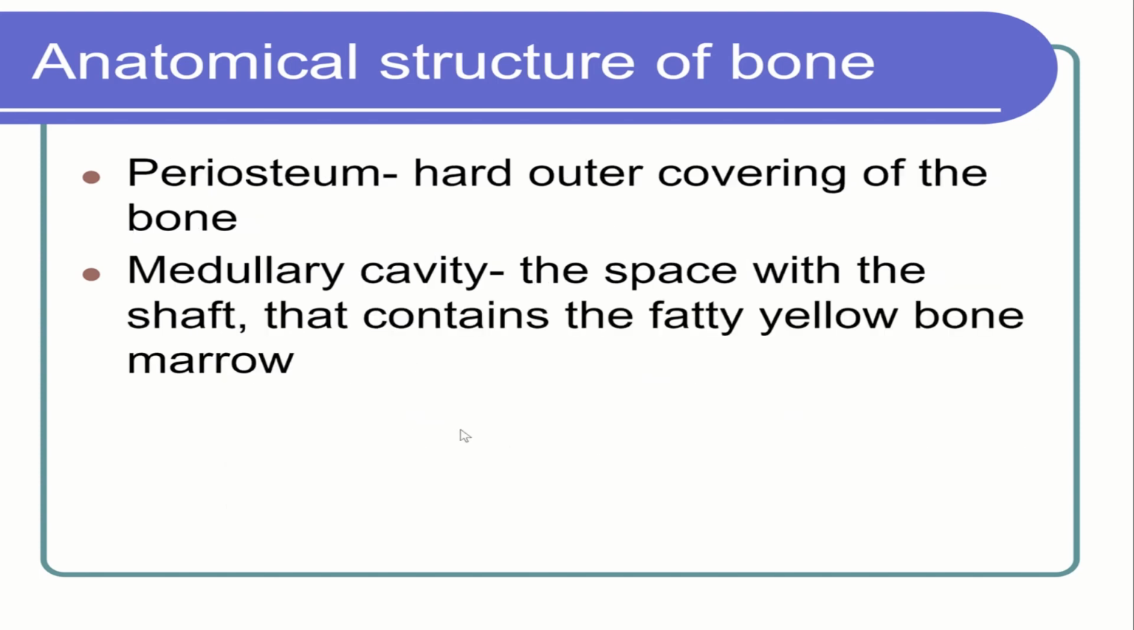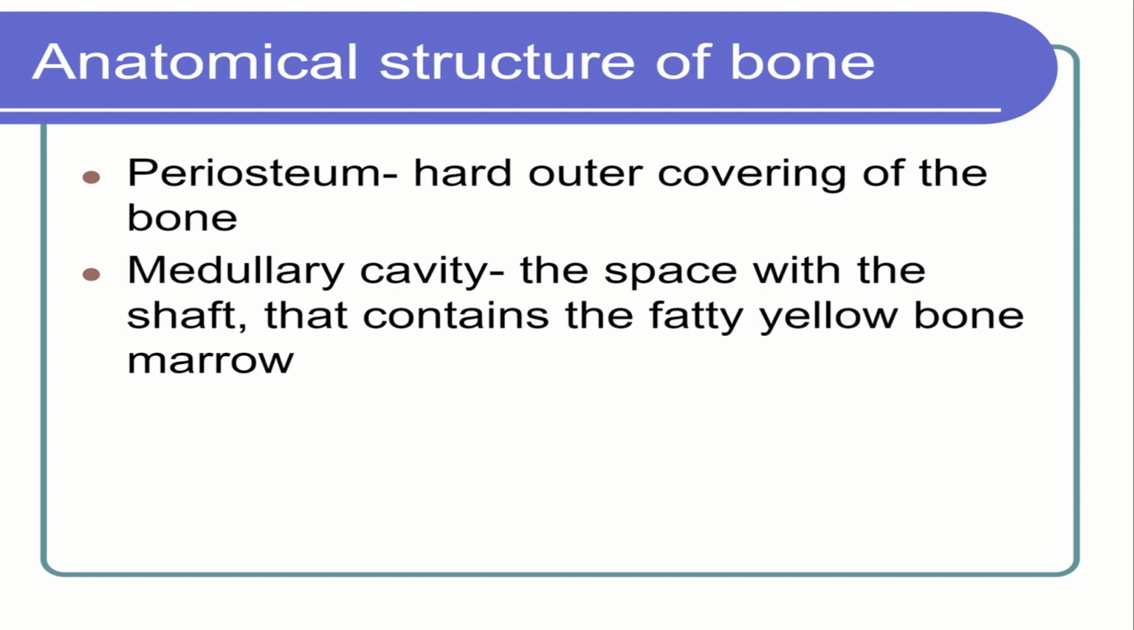We also have the periosteum. This is the hard outer coating of the bone. And then we have the medullary cavity. This is the space where we have a gap in the shaft, and this is where the fatty yellow bone marrow is located.